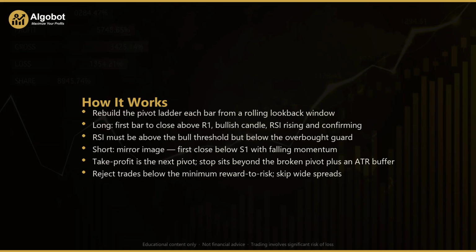Finally, two filters protect the entry. A minimum reward to risk check, 1.2 by default, rejects any break whose target is too close to justify the structural stop, and a spread cap blocks entries when trading conditions are poor. The strategy also holds only one position at a time per magic number, letting the structural stop and target manage the exit.